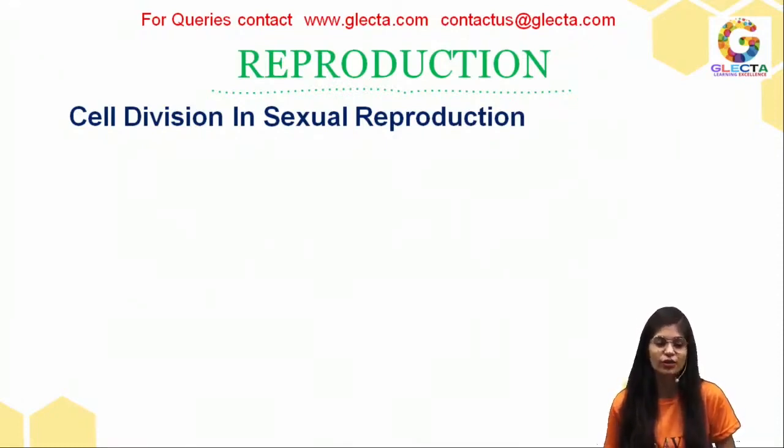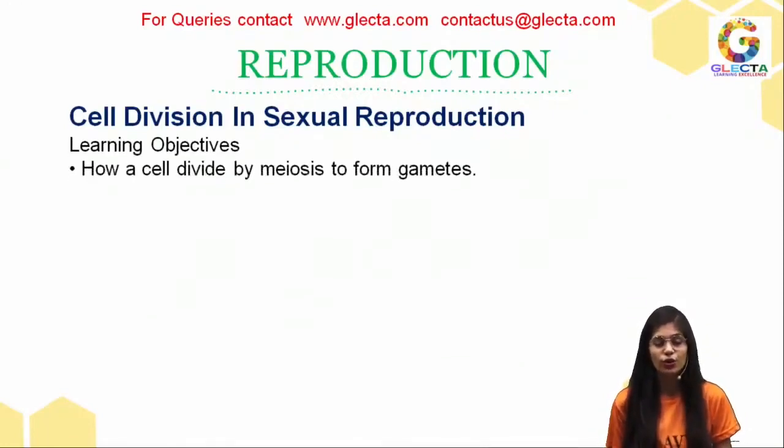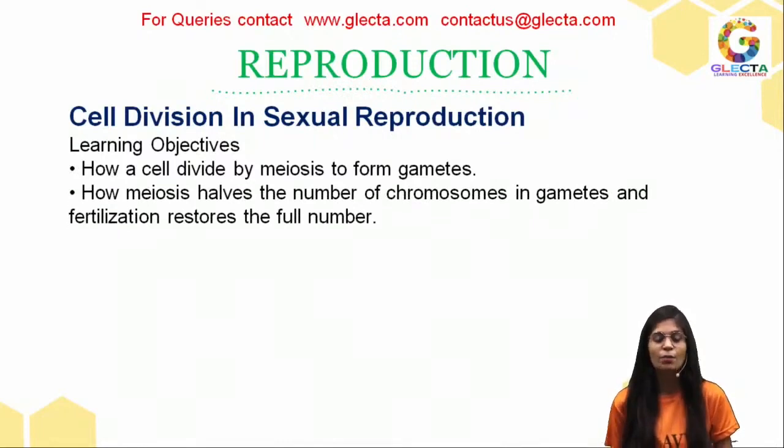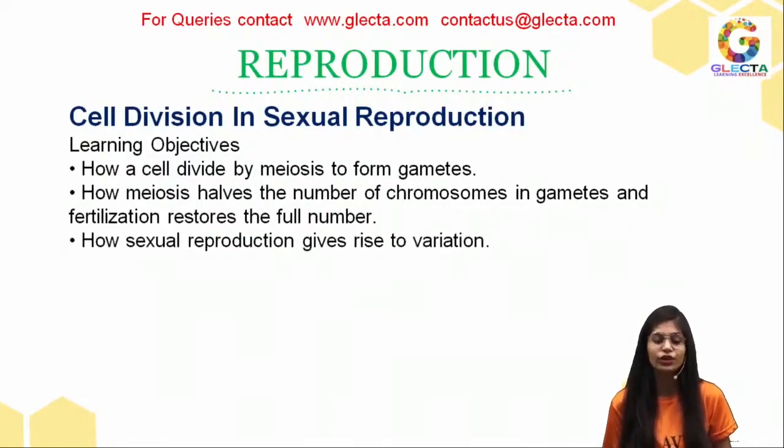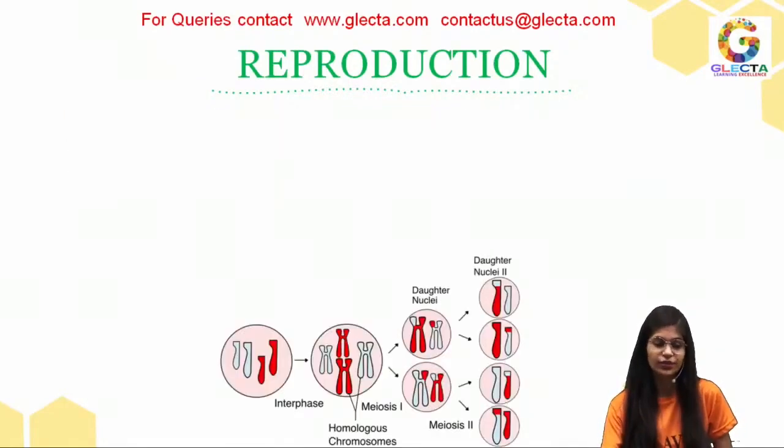Today we're going to talk about cell division and sexual reproduction. The objectives of this lecture are to know how a cell is divided by meiosis to form gametes in sexual reproduction, how meiosis will always halve the number of chromosomes in the gametes, and how fertilization will restore that number. Again, we're going to learn about how sexual reproduction will give rise to variation.